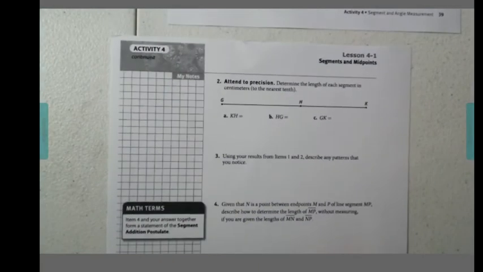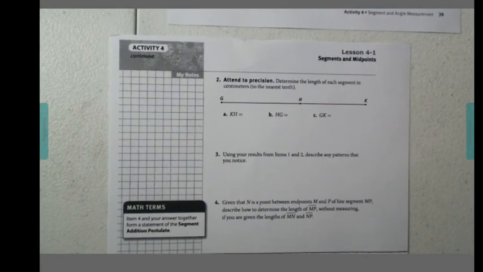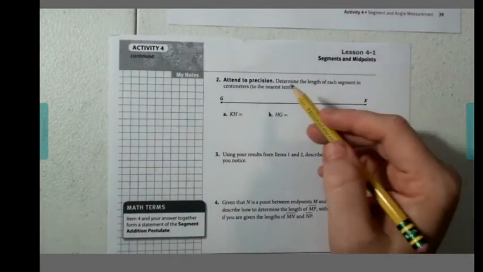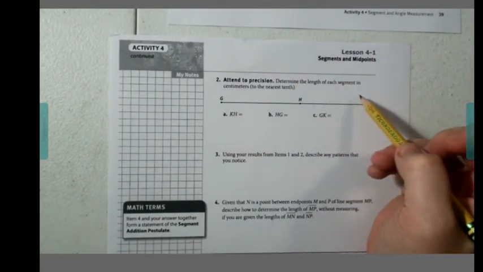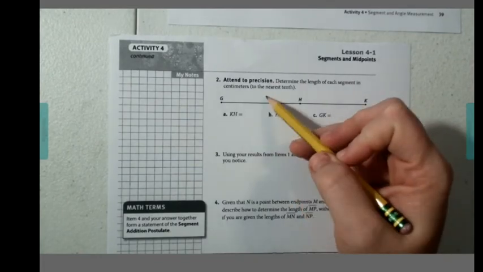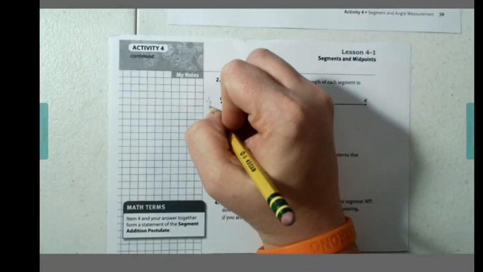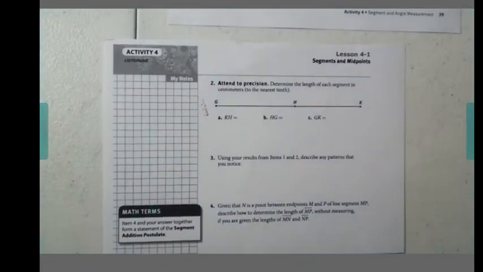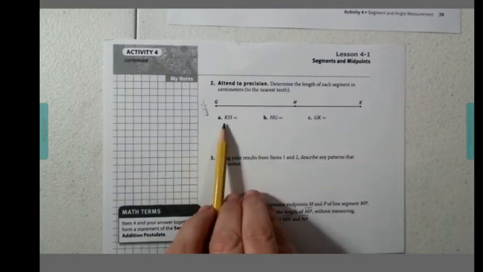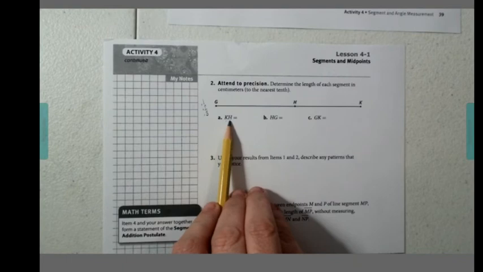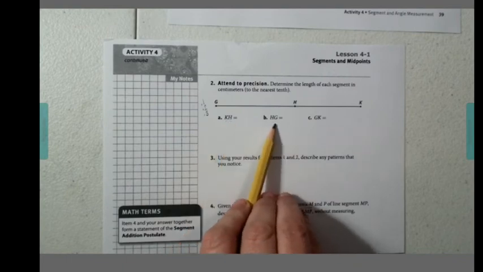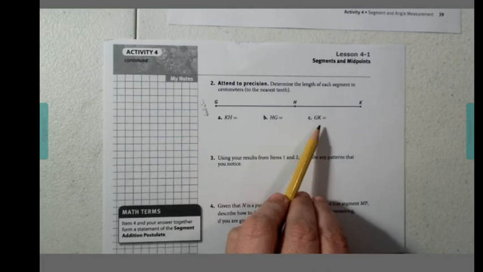You also will be doing questions 2, 3, and 4. Let's take a look at this. It says, attend to precision. Determine the length of each segment in centimeters to the nearest tenth. Again, each one of those is going to be 0.1, 0.2, 0.3, and so on. You're going to have to use your ruler again. I want you to find the measure of KH, HG, and GK.